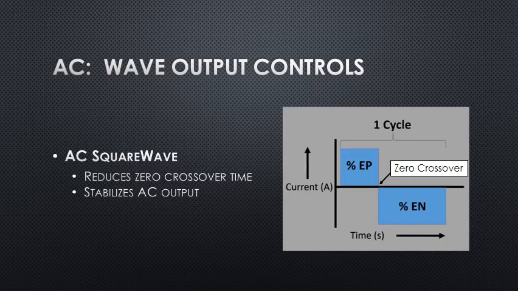All right. AC wave output controls were introduced in the 1970s, beginning with square wave technology. And that square wave technology sped up the time that we change polarity from positive to negative using internal electronic controls called silicon-controlled rectifiers. That helped to stabilize the AC output and provide much better welding characteristics for welding aluminum.